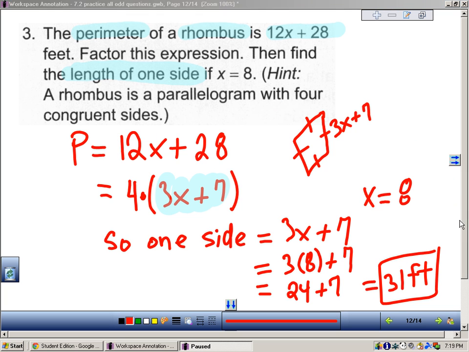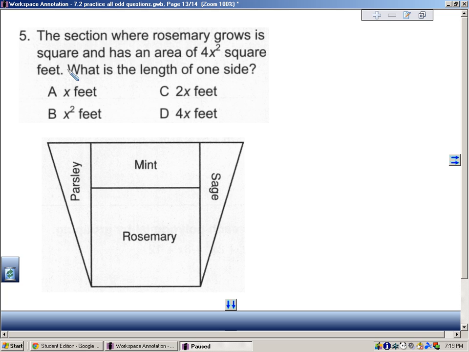I think so. Number 5 says, the section where rosemary grows is square and has an area of 4x square feet. So what I'm going to do is I'm going to add some congruent tick marks, something that we learn in geometry. That tells you that these sides with these 1 slash marks are called tick marks. You're saying that they're equal in length, congruent. And the area of that shape is 4x squared. So I'm also going to write that down.